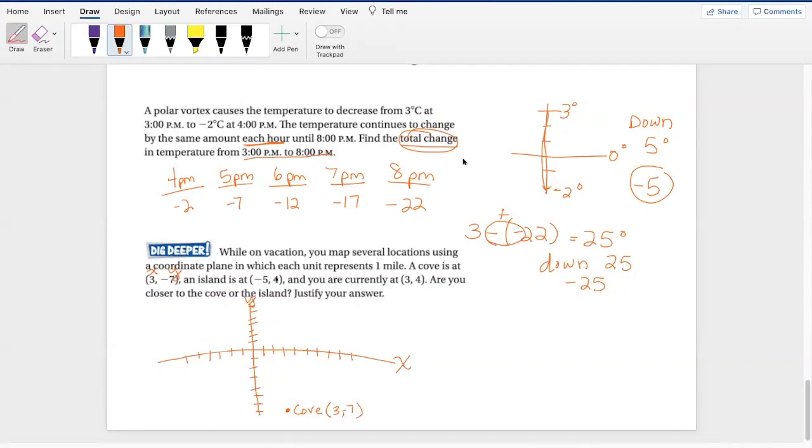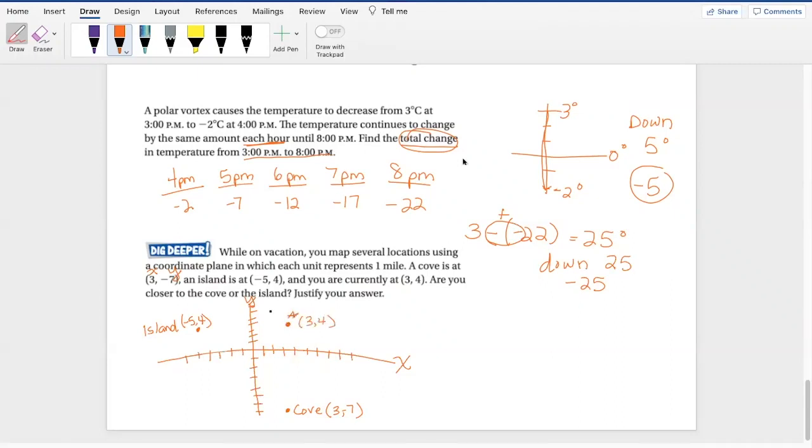Island is at -5, 4, so I have to go over to -5 on the x first, up to 4. About right there. So that's my island. And I'm at -5, 4. And then currently I'm at 3, 4. So this is where I am right now. Or this is where I'm starting.